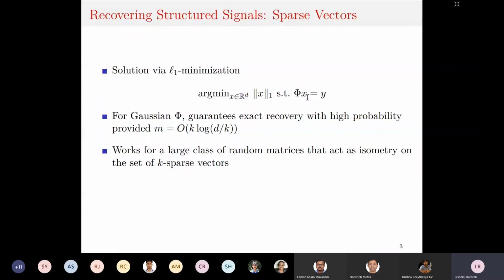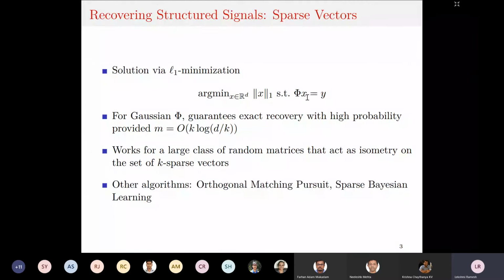There are several other algorithms that have been studied in the literature, which include greedy algorithms like orthogonal matching pursuit and Bayesian algorithms also. Okay, so this is a very high level idea of this area, but the point that I want to highlight is that it's possible to recover this d-dimensional vector using a projection dimension that just scales linearly in k and logarithmically in d.